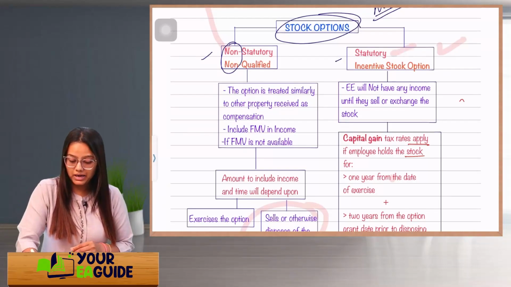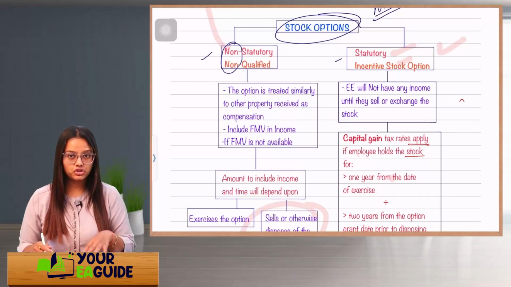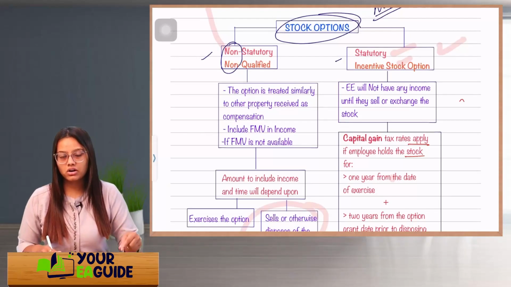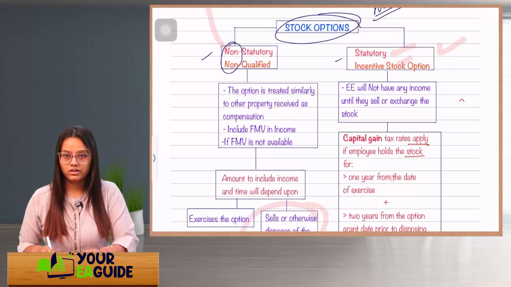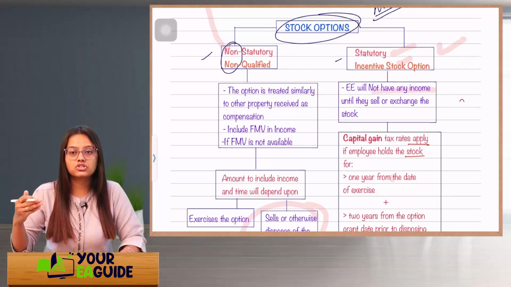It means you have the benefit that as soon as you receive the stock option, you don't have to include it in your income unless and until you buy the stock, and then sell that bought stock in the market. So the employee will not have any income until they sell or exchange the stock in the market.